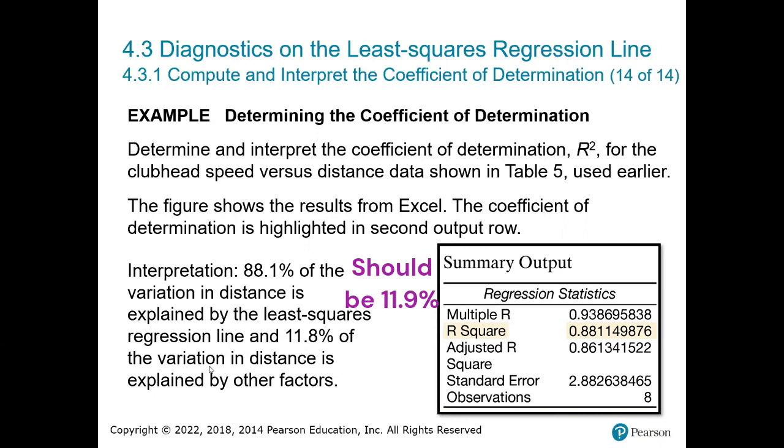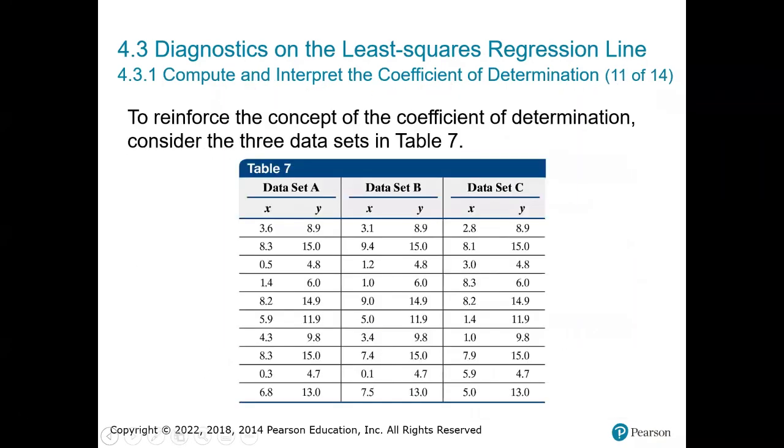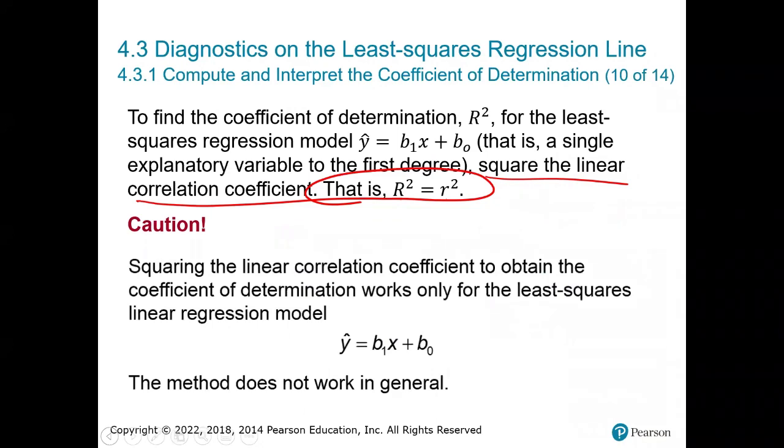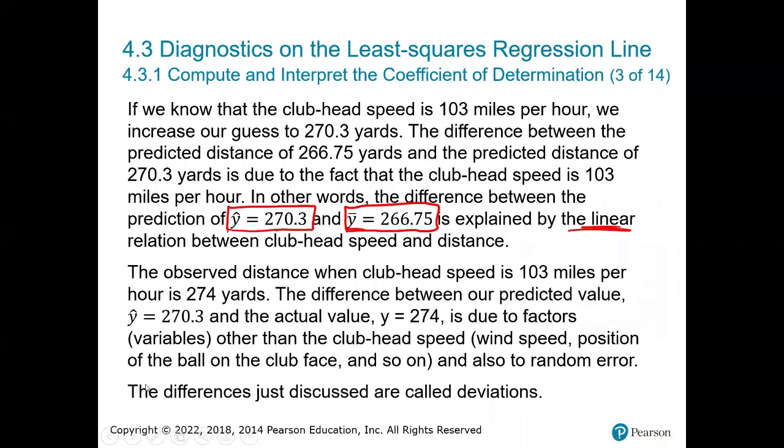And that could be different things. Like in the golf club problem, we said it could have been due to wind speed, position of the ball, and error. There's so many other things that can impact our results.